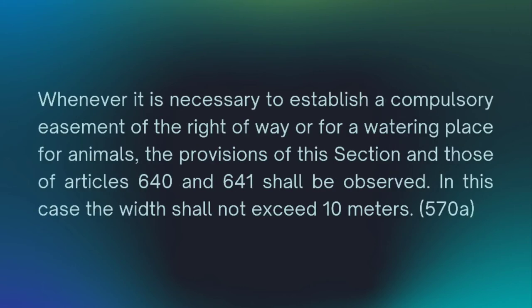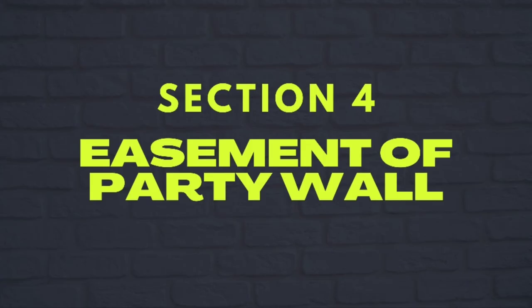Whenever it is necessary to establish a compulsory easement of the right of way, or for a watering place for animals, the provisions of this section and those of Articles 640 and 641 shall be observed. In this case, the width shall not exceed 10 meters. Section 4. Easement of Party Wall.